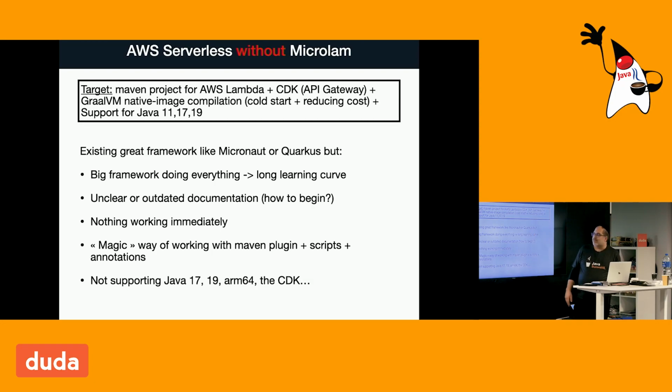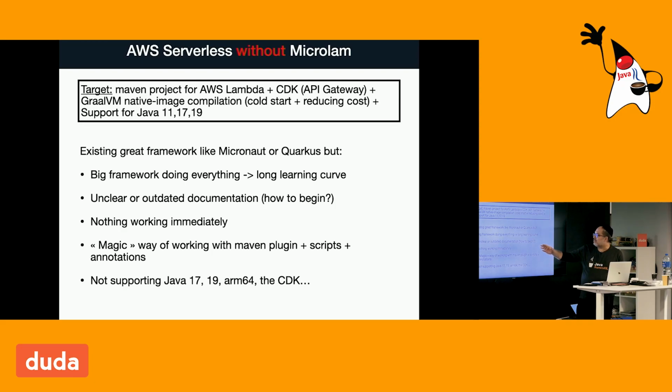Unfortunately, when I tried Micronaut or Quarkus, I found that there are big frameworks doing everything. So it's not only serverless, it's microservices, you can do everything. Okay, it's great, there are great frameworks. The problem is, it's very difficult to find exactly what I was looking for. Also, I wanted support for a recent version of Java, and it was not easy to find it.